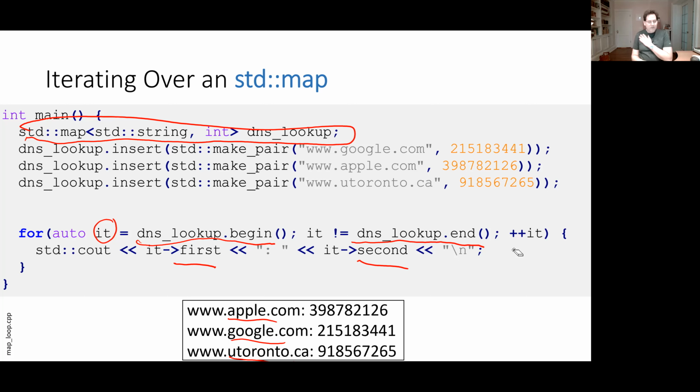So the question, can I only insert pairs in map? Yeah, maps fundamentally want a pair. It can be a pair of anything. So the first type can be anything, the second type can be anything, but it's going to be a pair.